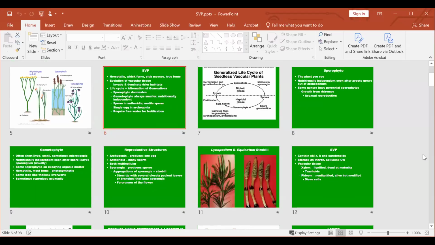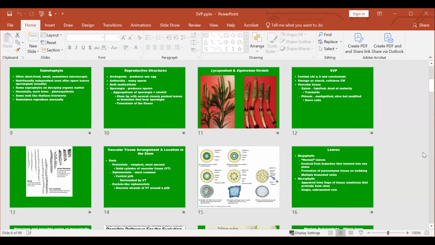What else on this slide set? What content on here do we need to go over?